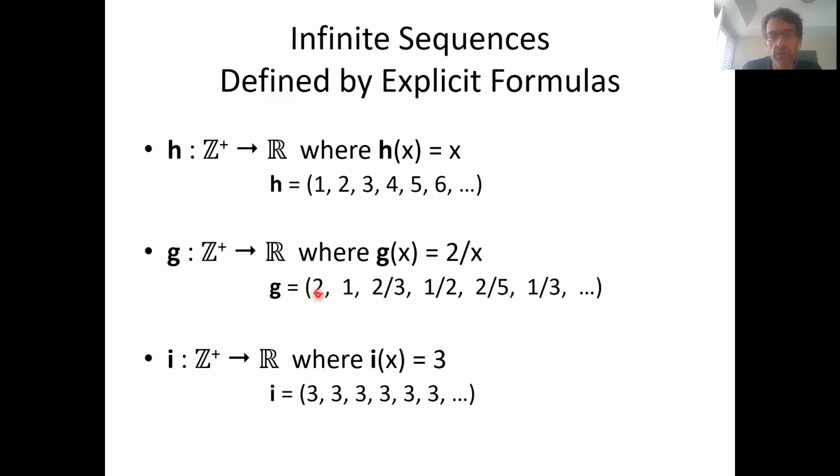So what are these? The first element, G1, is 2 divided by 1. So the first element is 2. The second is 2 divided by 2, because the index of this element is 2. So when you evaluate this function at index 2, x equal 2, you get a 1. At index 3, you evaluate this function for x equals 3. That's 2/3, then 2/4, which simplifies to 1 half, 2/5, 2/6, 2/7, 2/8, and so forth.